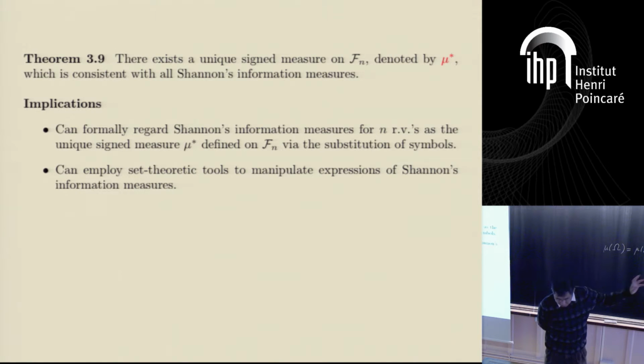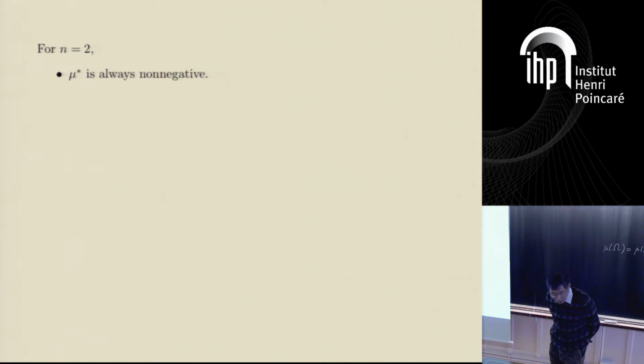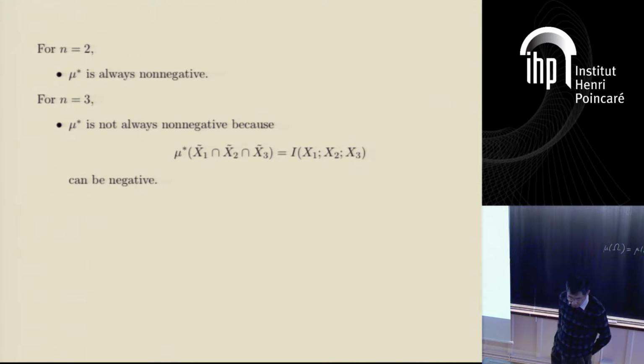Because of this, as I mentioned, we can employ set-theoretic tools to manipulate expressions of Shannon's information measures. But one thing to note is that mu star can be negative. That's something we have to pay attention to. It's not a fault, but it is something that we have to pay attention to. For n equals 2, mu star is always non-negative, and for n equals 3, mu star is not always non-negative, because this thing, which is the intersection of the 3 set variables, may be negative, as I'm going to explain.